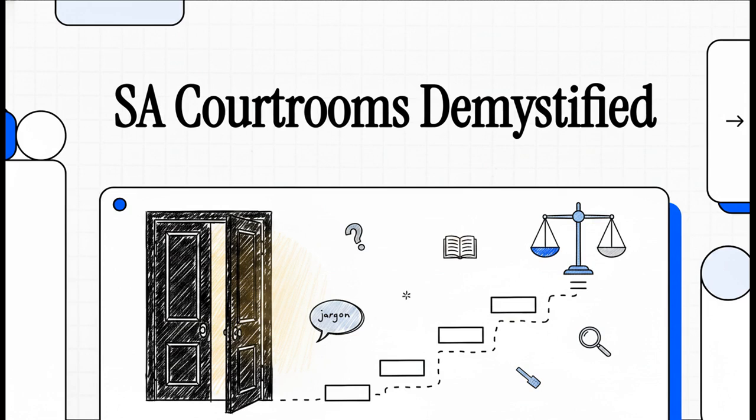From the outside looking in, court proceedings can seem unbelievably complex. Honestly, it's like they're speaking a totally different language, right? But underneath the wigs and the robes, the system actually follows a highly structured, step-by-step roadmap, and it's all designed for one very specific purpose: to ensure fairness.